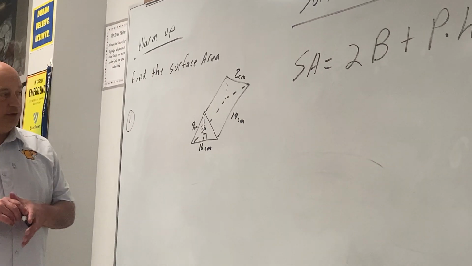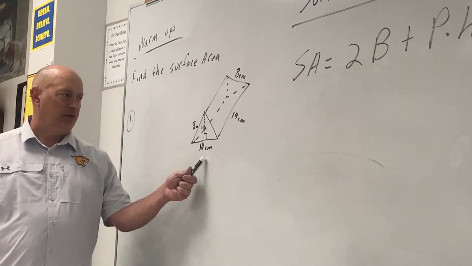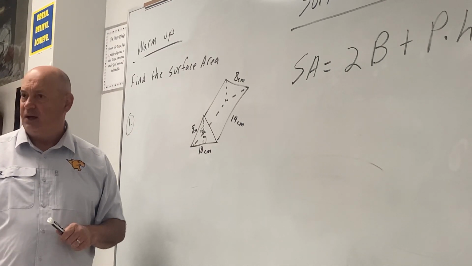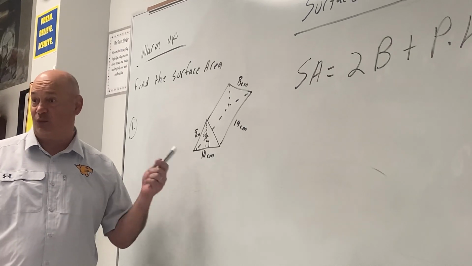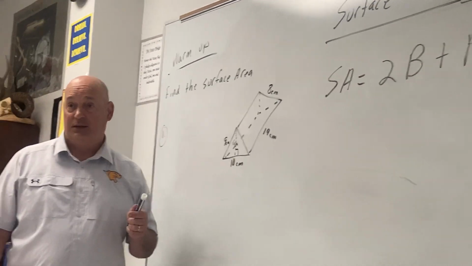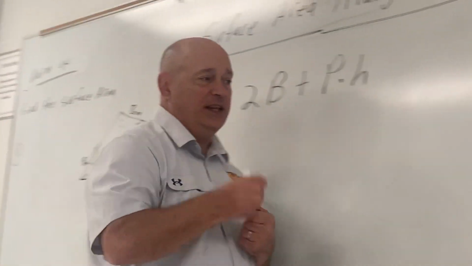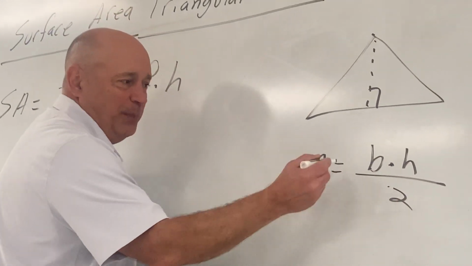Now, do you notice all the numbers? There's 5 different numbers on this triangular prism. That's where kids get confused. They use the wrong number in the wrong spot. This is where it gets a little confusing, but don't get confused. The first thing we need to do is find big B.